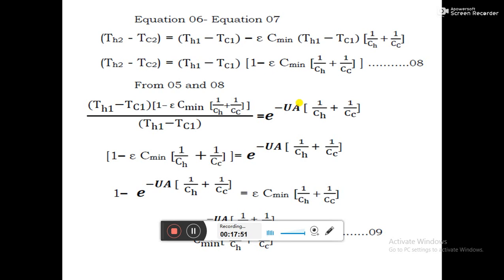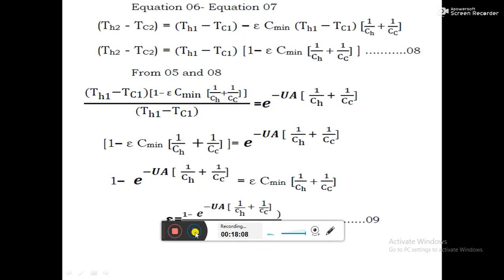Rearranging this equation, we get 1 minus e to the power of minus UA into (1 by CH plus 1 by CC) equals effectiveness into C minimum into (1 by CH plus 1 by CC). Therefore, we get the equation for effectiveness as 1 minus e to the power of minus UA into (1 by CH plus 1 by CC) divided by C minimum into (1 by CH plus 1 by CC). Call this equation number 9.